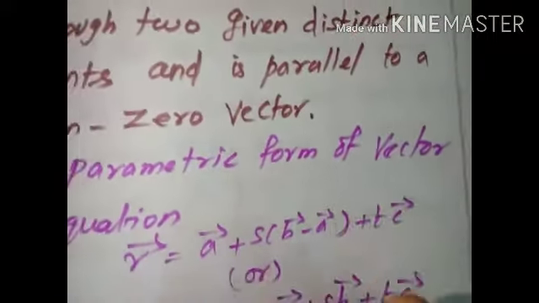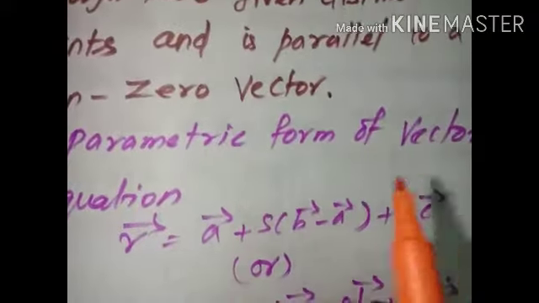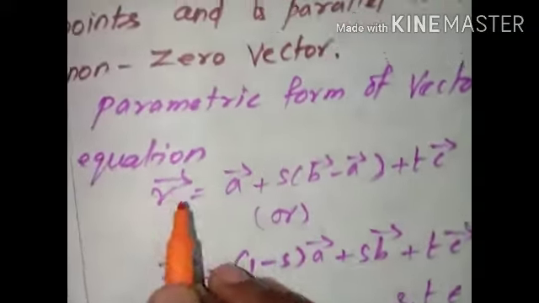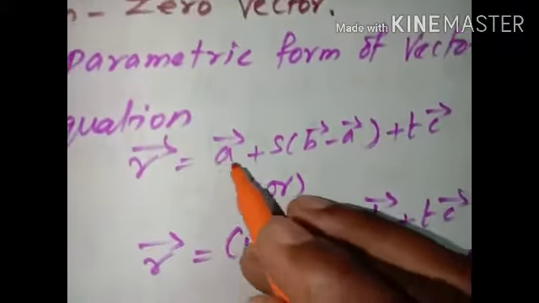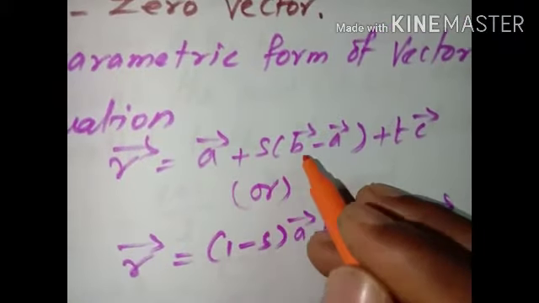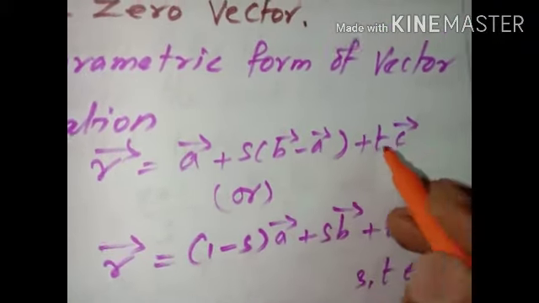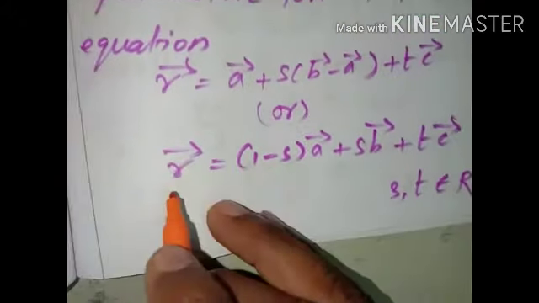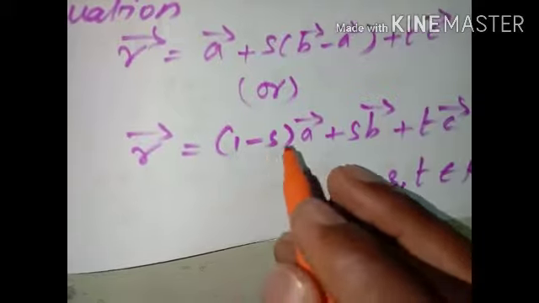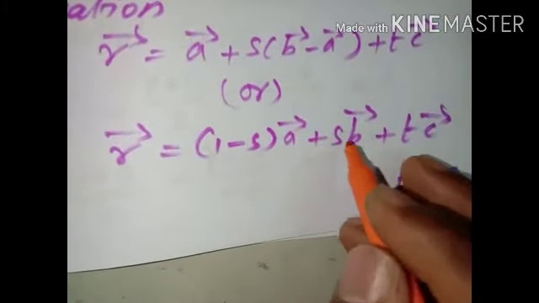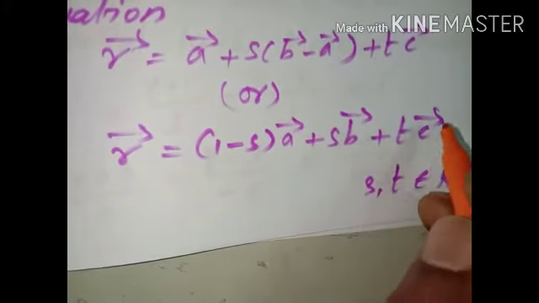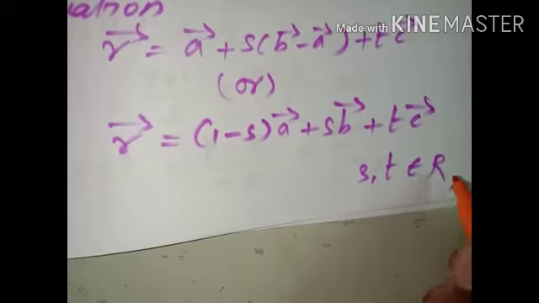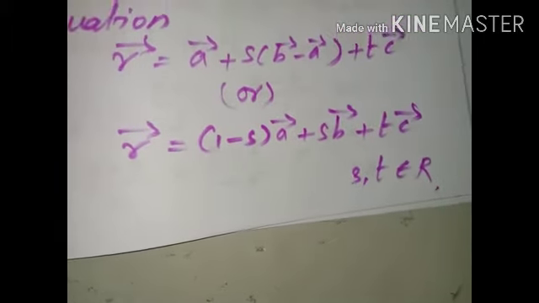2 points and 1 vector. The parametric form of vector equation is r vector equal to a vector plus s into (b vector minus a vector) plus t c vector, or r vector equal to (1 minus s) into a vector plus s b vector plus t c vector, where s, t belong to R, meaning real numbers.